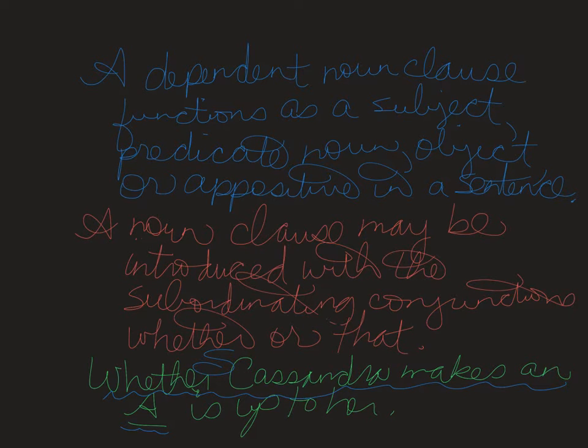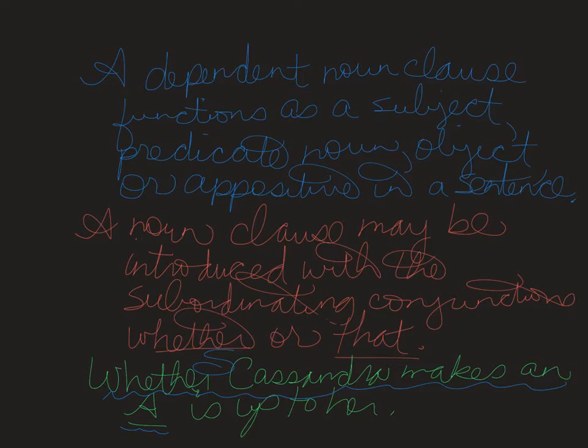A dependent noun clause functions as a subject, a predicate noun, an object, or an appositive in a sentence. One way that a noun clause can be introduced is with one of the subordinating conjunctions, either whether or that.